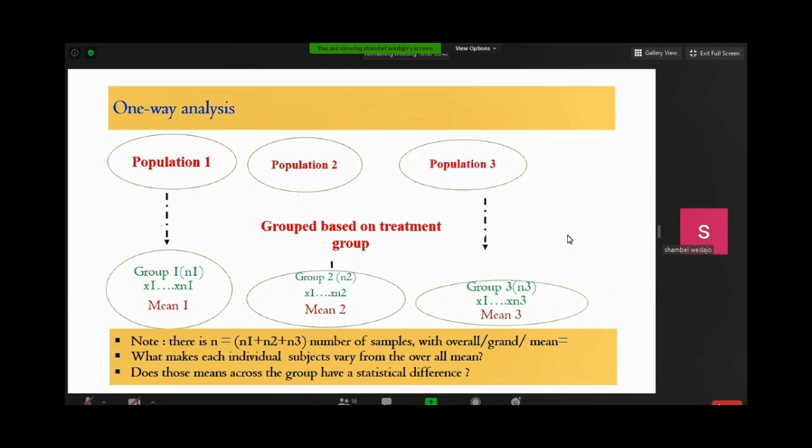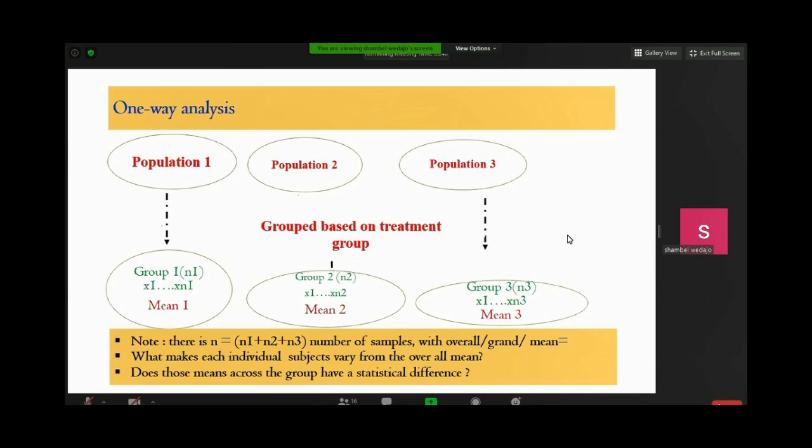The total number of samples in this study will be N1 plus N2 plus N3: the number of individuals in group 1 plus group 2 plus group 3, which is the total number of individuals in the sample you have considered. So in the note at the bottom, N equals N1 plus N2 plus N3, the total number of samples.